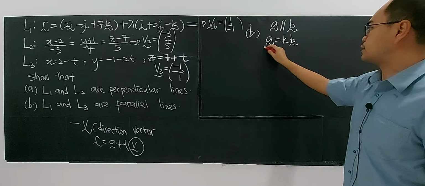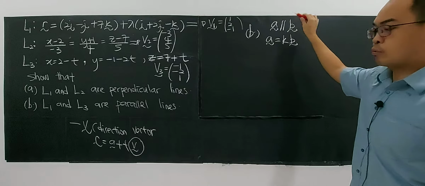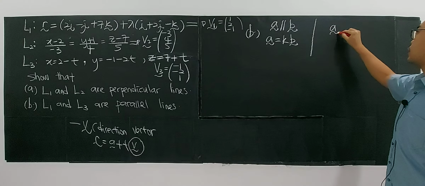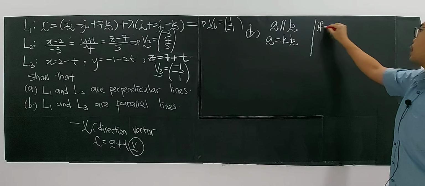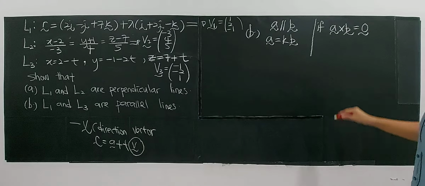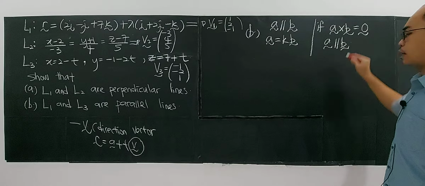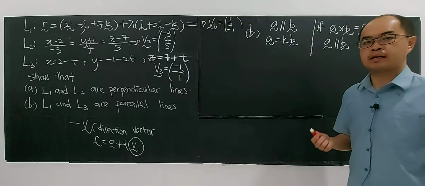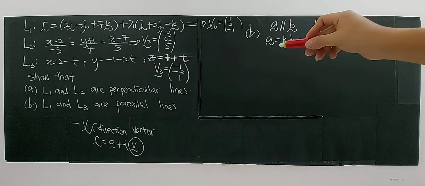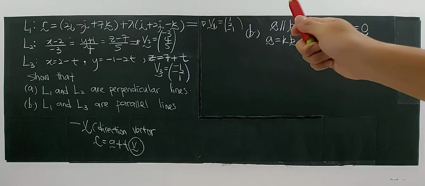As long as you can show that it's a multiple of another vector, then we can say that these two vectors are parallel. Or we can also use the cross product. If A cross B gives you a 0 vector, then you can prove that these two vectors are parallel to each other, based on the properties of cross product that I discussed before.